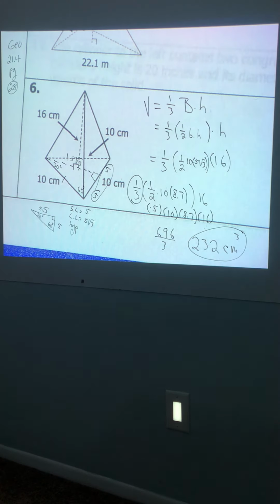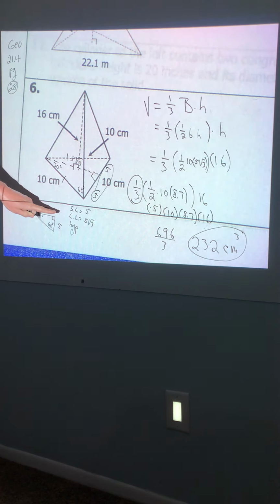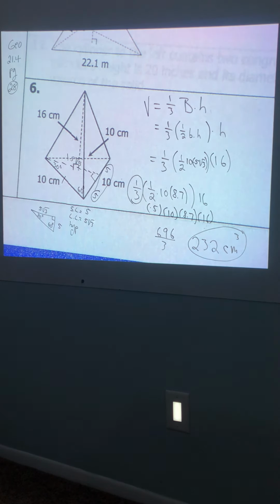So we're throwing in special right triangles, that short leg, long leg, hypotenuse business, with the volume, and that's what's going to make it tough. Okay, listen, hang in there.